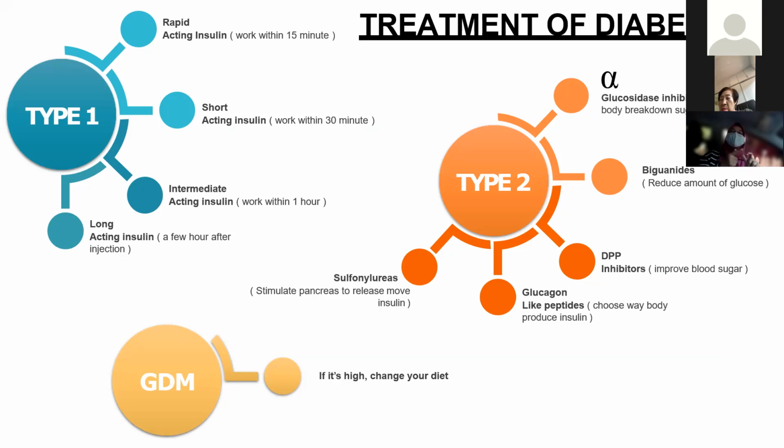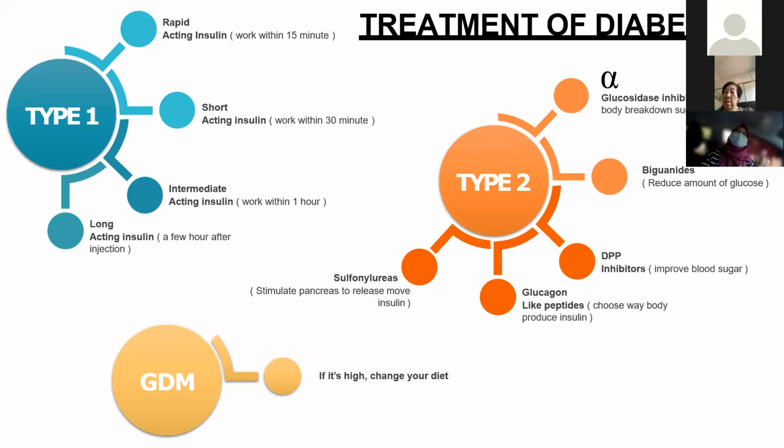All right. For type 2, it is glucosidase alpha inhibitor, biguanide, DPP inhibitor, glucagon, and so on. This one we usually take orally. Okay, it depends. For type 2, at the first stage we usually give medication by pills, by oral. If the pills are still not enough to control your diabetes, then we can give the shot.